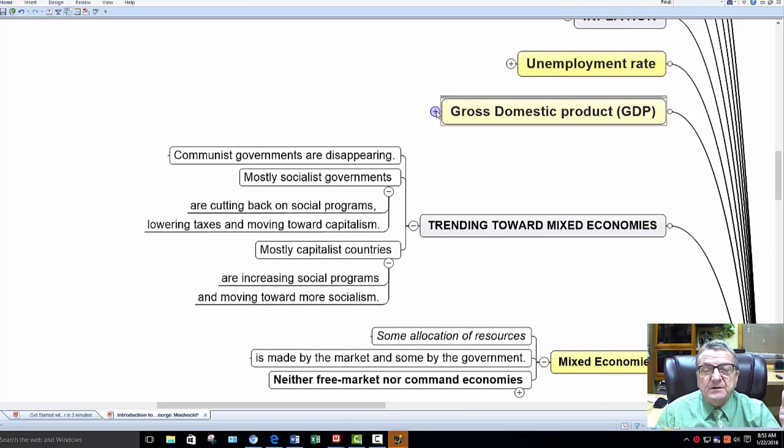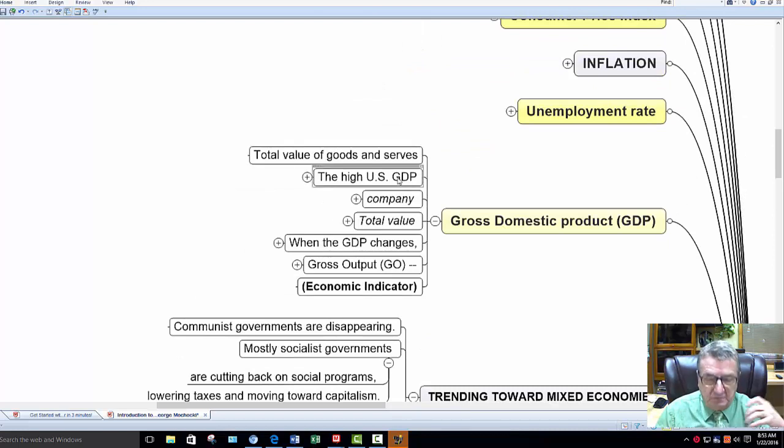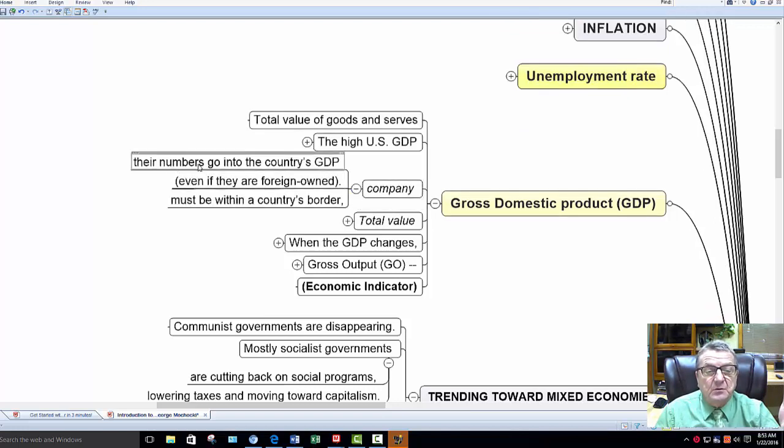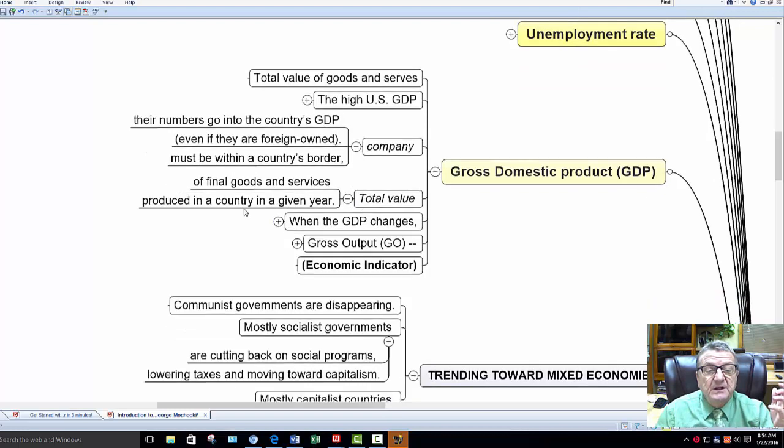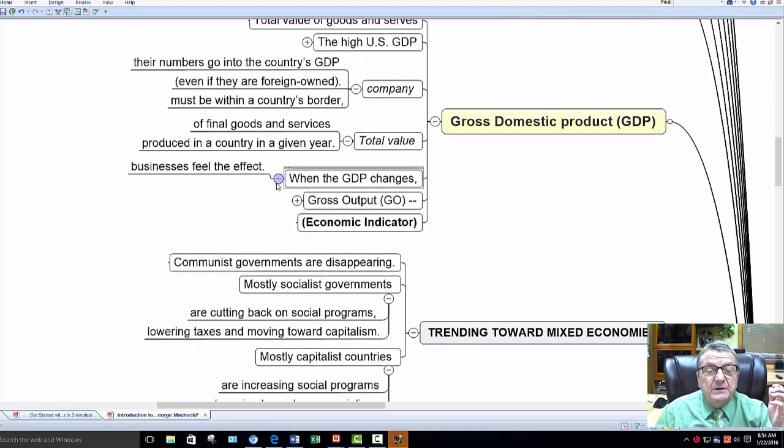Okay, now gross domestic product. I'll go real quickly with this. It is the total value of goods and services. Companies go through the numbers and feed into the country's gross domestic product. Then you have GNP, gross national product, where you include the foreign investors. Right now we're looking at what our gross domestic product is if all foreign investment goes in. It's the total value of goods and services produced in a country in a given year. When the gross domestic product changes, business feels the effect. People aren't buying as much, or they're slowing down.